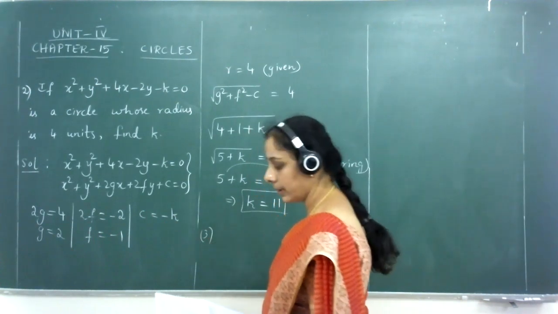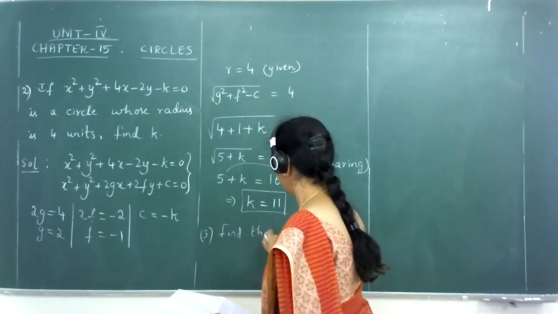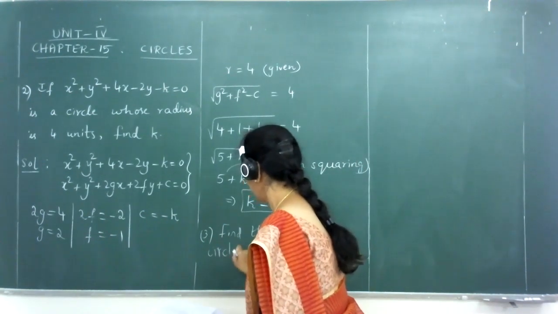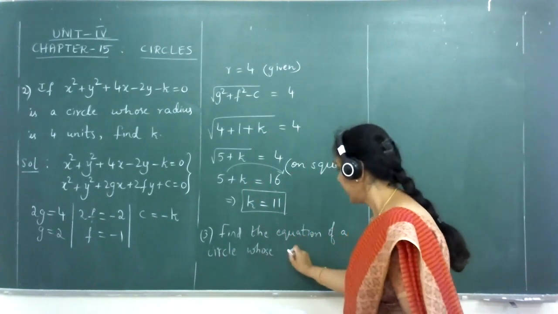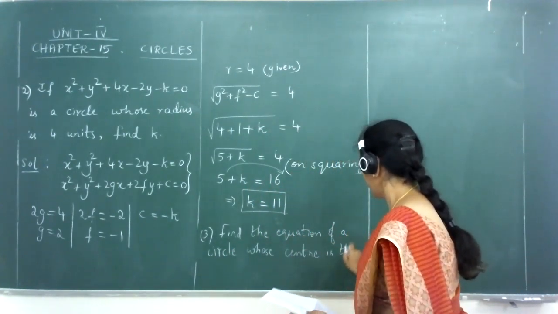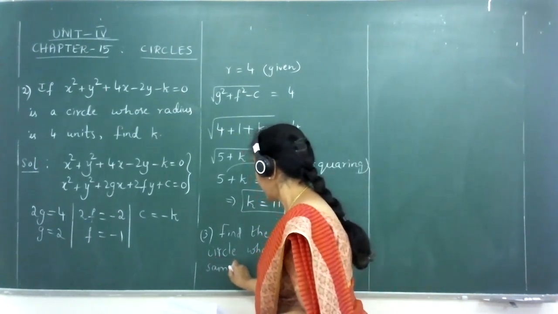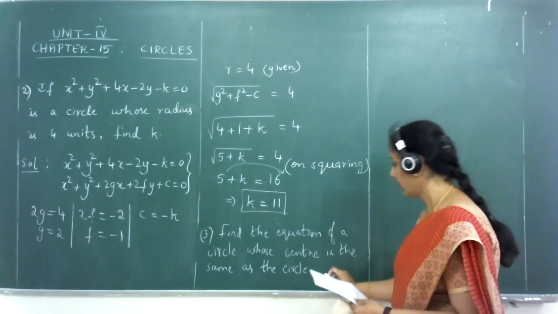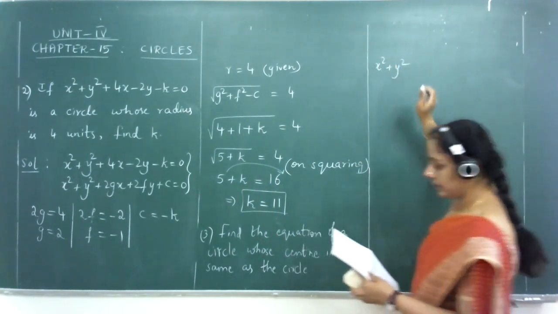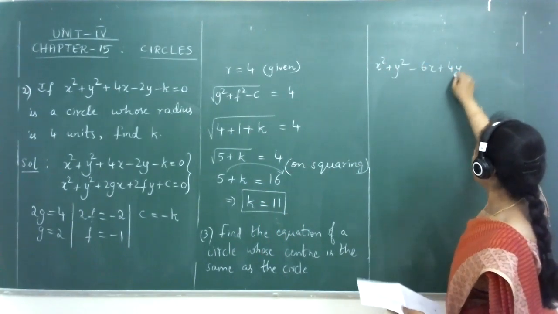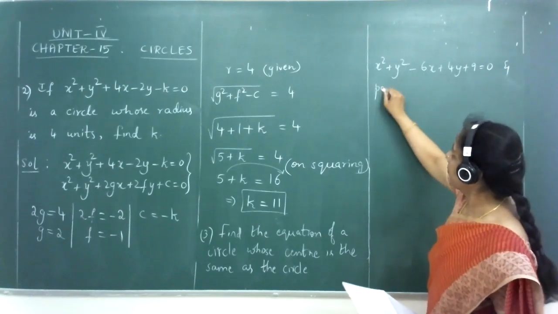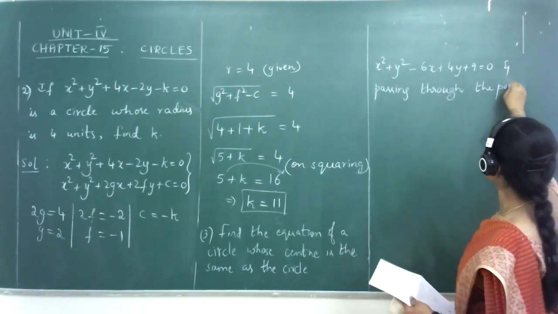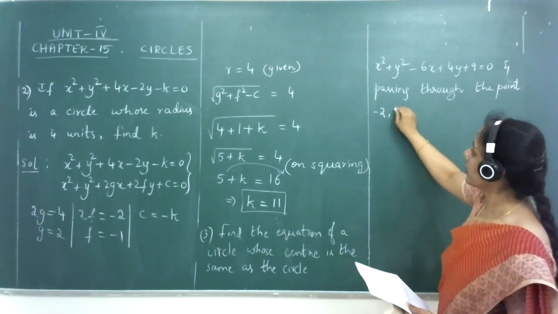We have the third question, the following one. Find the equation of a circle whose center is the same as the circle x squared plus y squared minus 6x plus 4y plus 9 is equal to 0, and passing through the point whose coordinates are minus 2, comma 3.